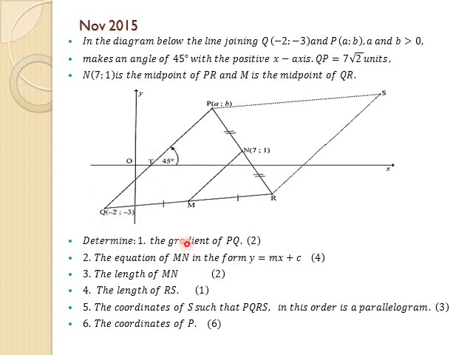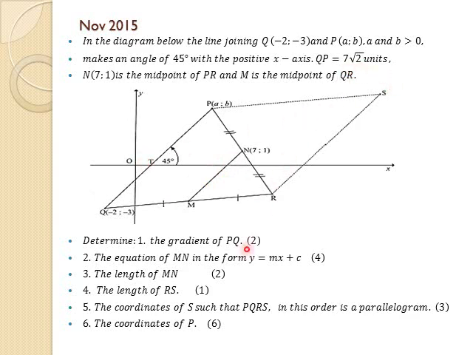Determine 1, the gradient of PQ. To get the gradient of PQ, I'm going to use the angle of inclination, 45. 2, the equation of MN. MN has the same gradient as PQ, then I'm going to use (7; 1) to find the value of c. Then they want the length of MN. By the midpoint theorem, MN is half the size of PQ.